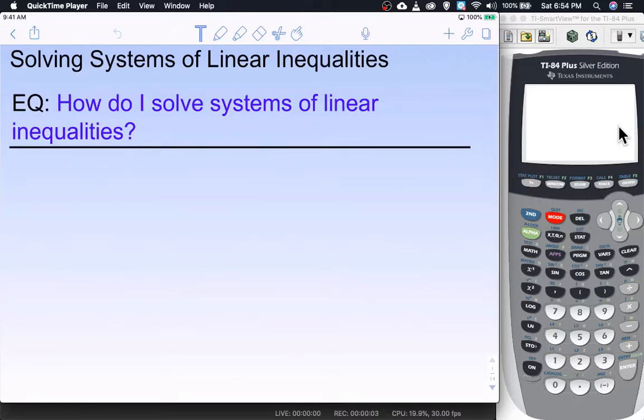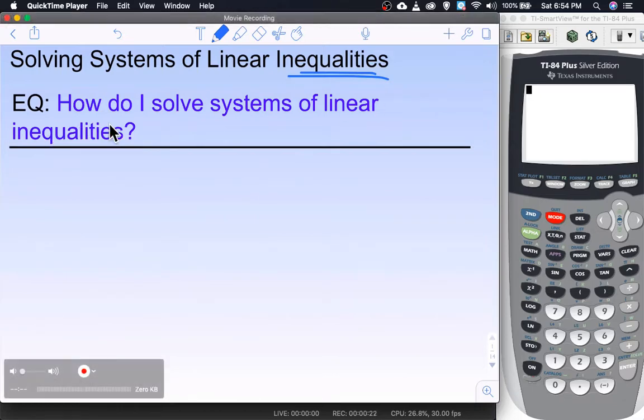Hello, and welcome to this lesson on solving systems of linear inequalities. That's what's going to make this lesson different: instead of looking at equations, which we've been doing the entire rest of the unit, we're going to be looking at inequalities. That's the greater than, less than stuff. The central question says, how do I solve systems of linear inequalities?